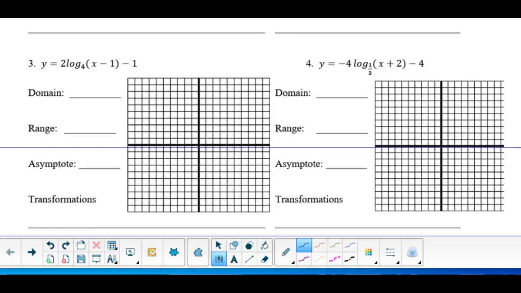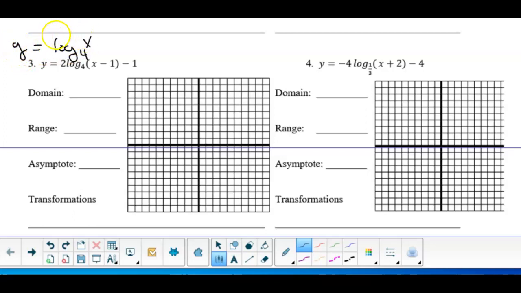Okay, so the first thing we've got to look at is making this go back to its parent function, which would be y is equal to log base 4 of x. So that will be the parent if we graph this, right? So let me get that over here. We're going to call that log base 4 of x is equal to y.